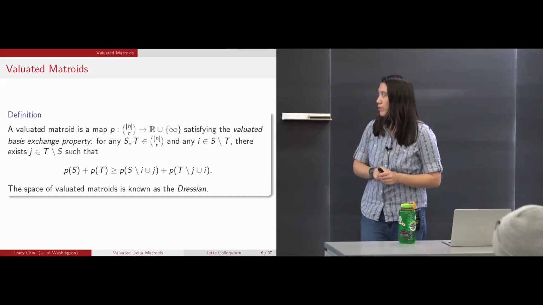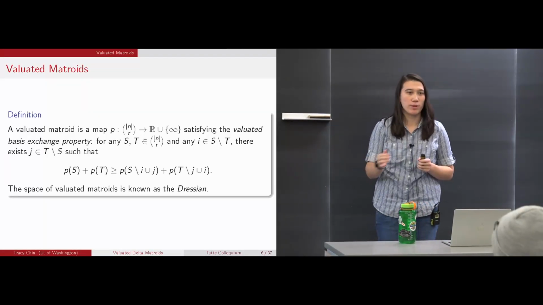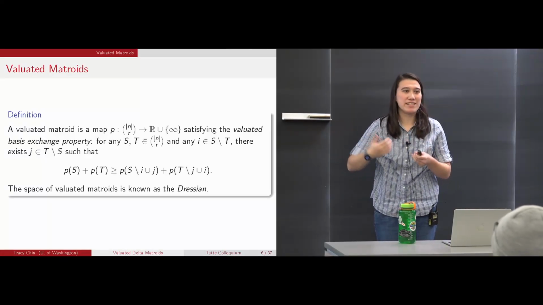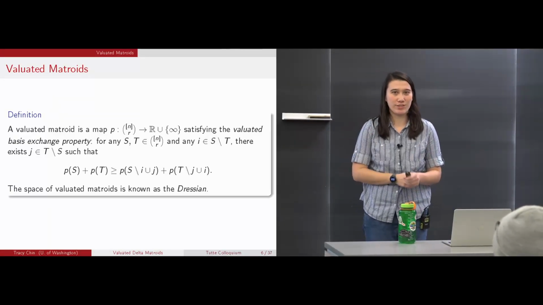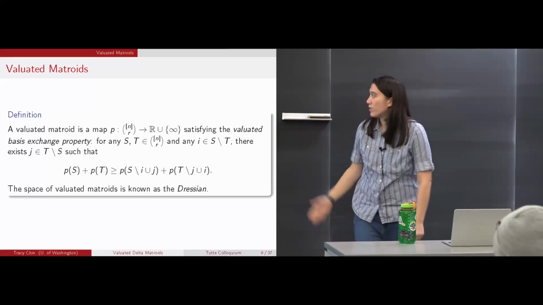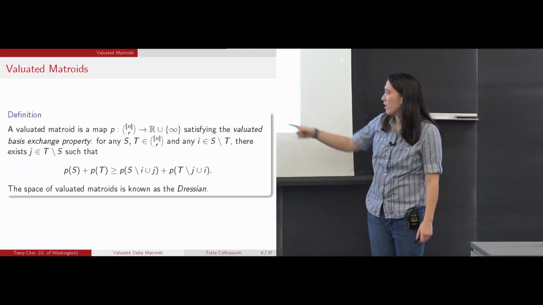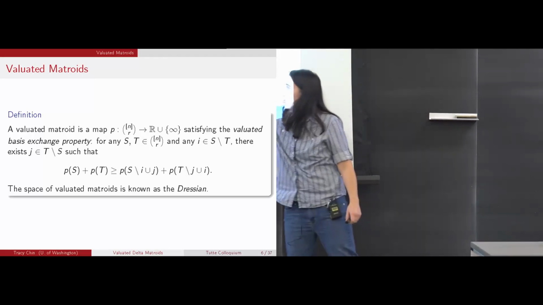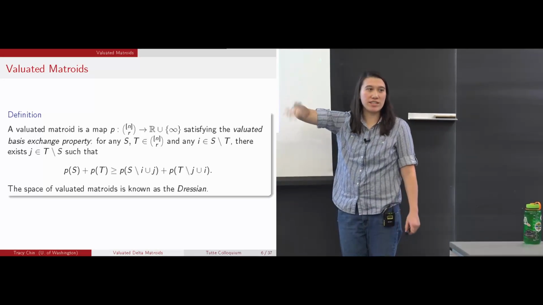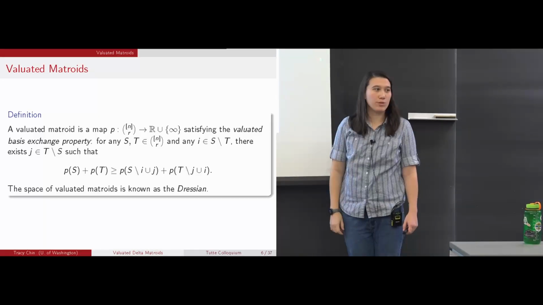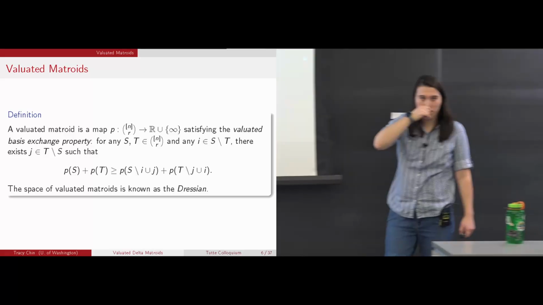Now let's talk about valuated matroids. Because we have this strong exchange property, it's pretty easy to put some values on it and get some sort of valuated strong exchange property. This should look a lot like the strong basis exchange axiom. Now we want that whenever we have 2 bases, S and T, there's some things that we can swap out so that our sum is now less than or equal to our original sum. And we call this space the dressing.